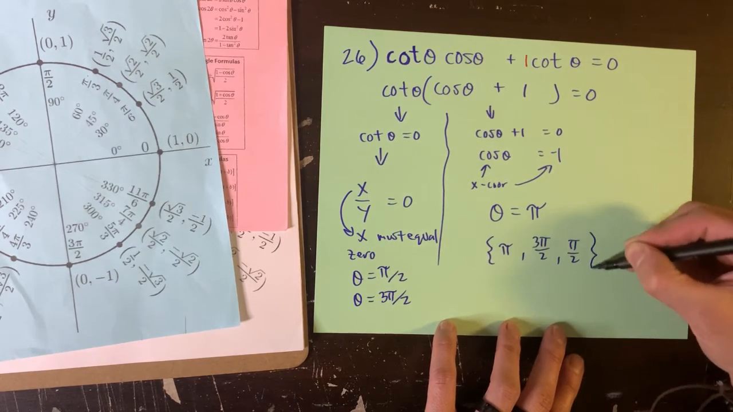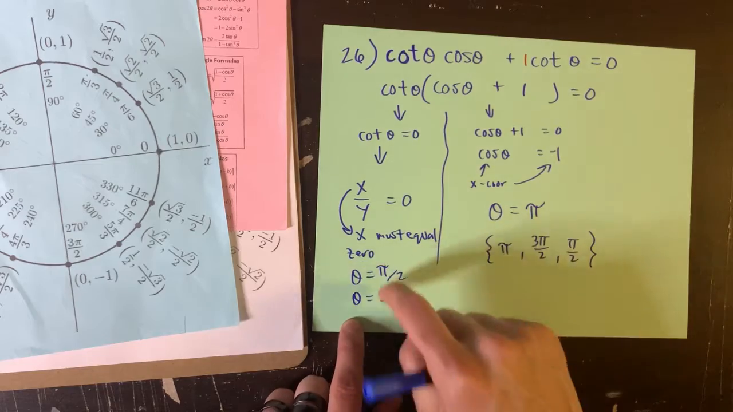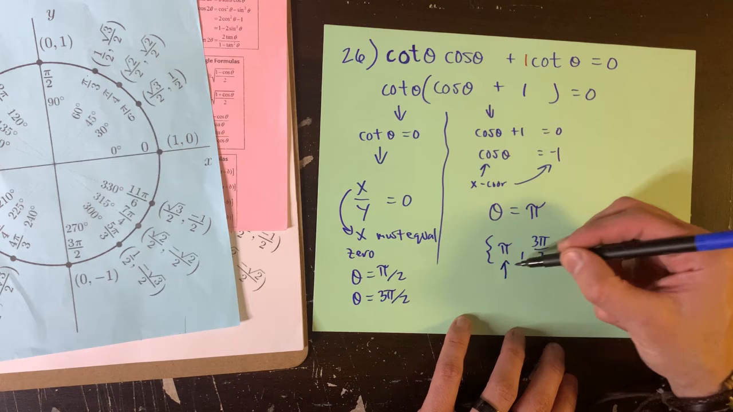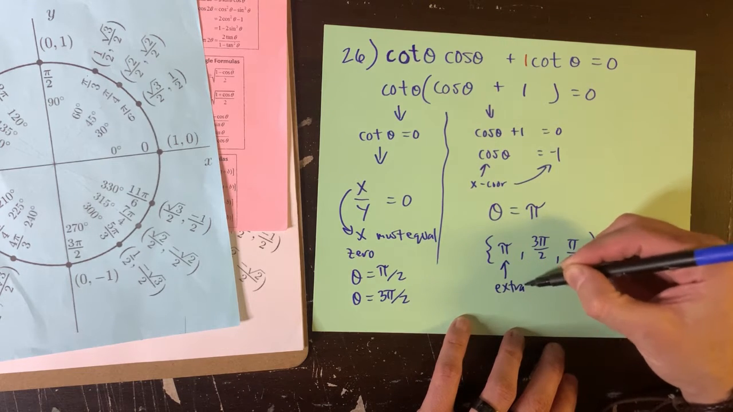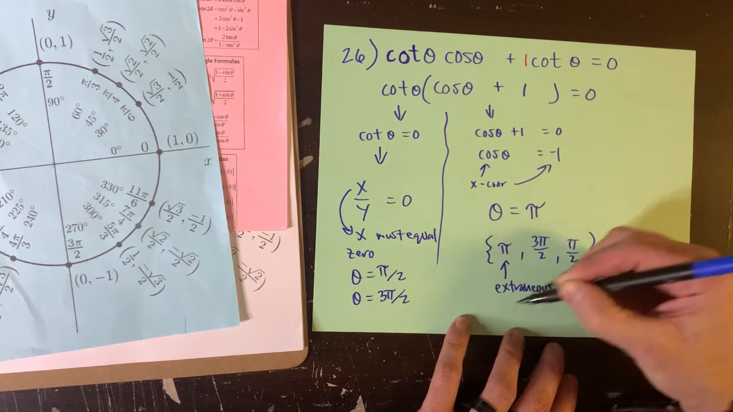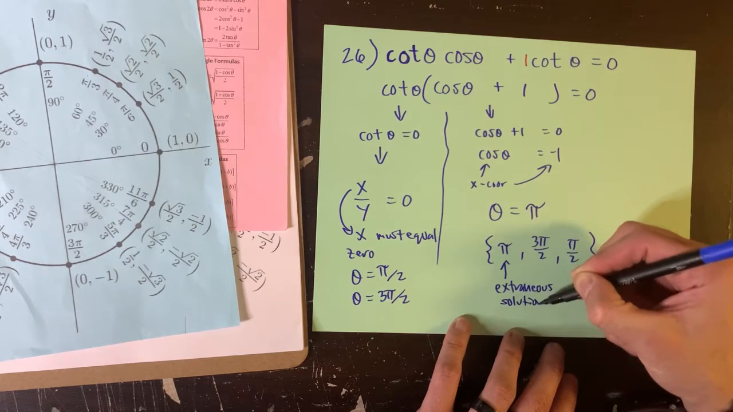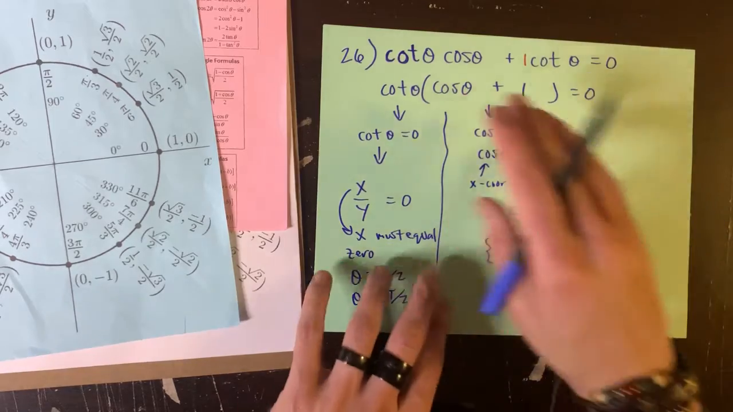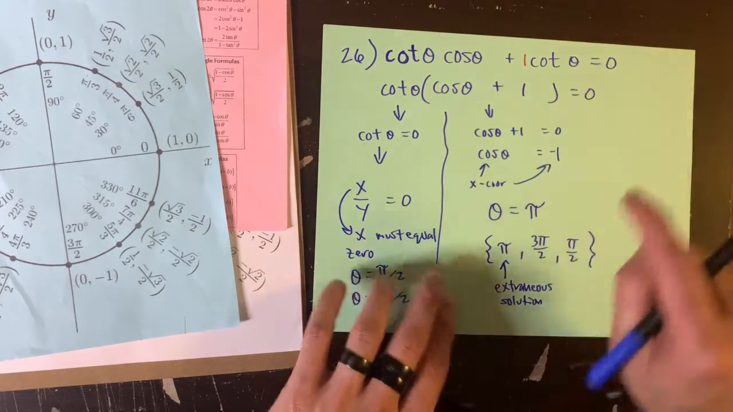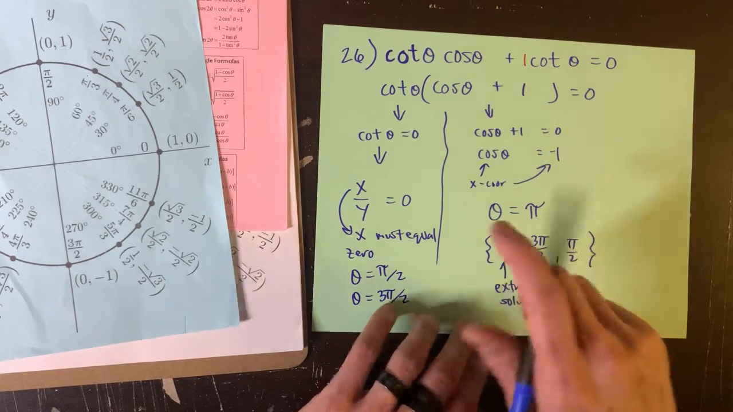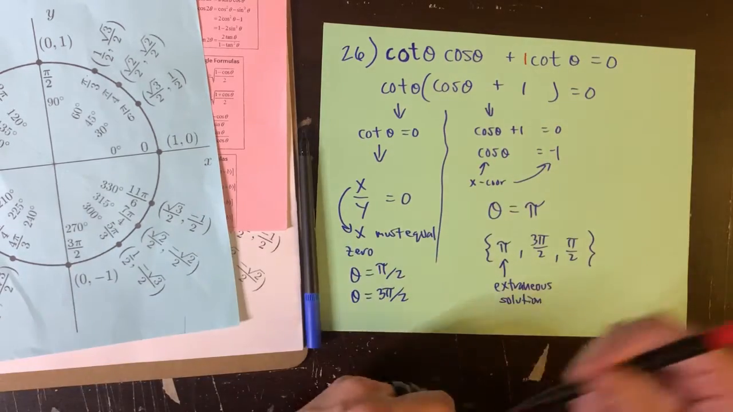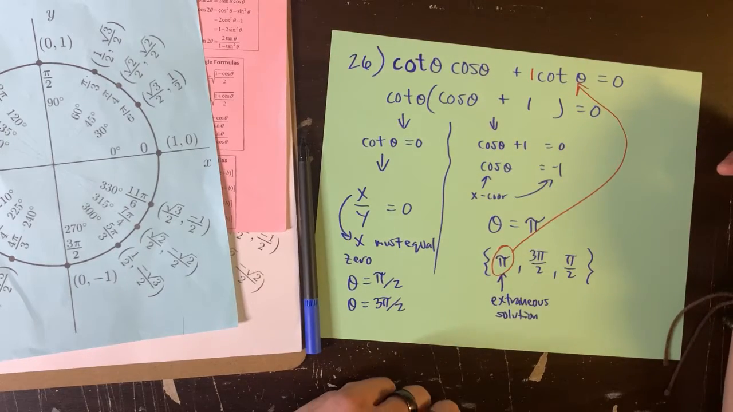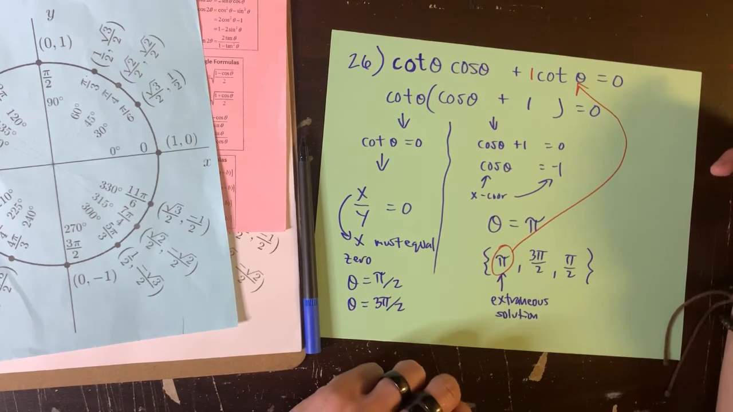You would think that this is the answer because you combine all three of the answers and turn it in. But it turns out that this pi is an extraneous solution, and I'll tell you why. An extraneous solution is a solution that you get that actually doesn't work in the original equation. The reason that this pi is no good is because it cannot be plugged in there.